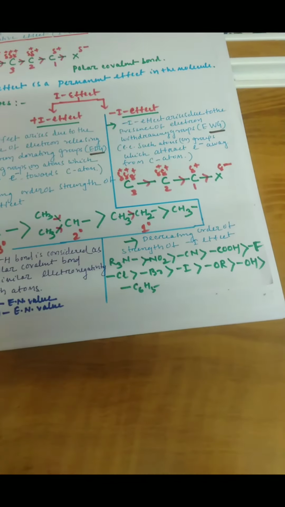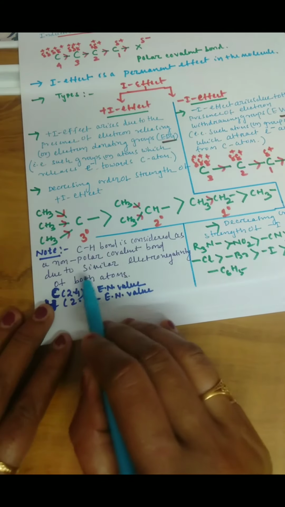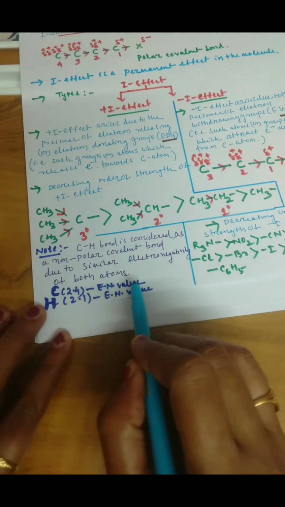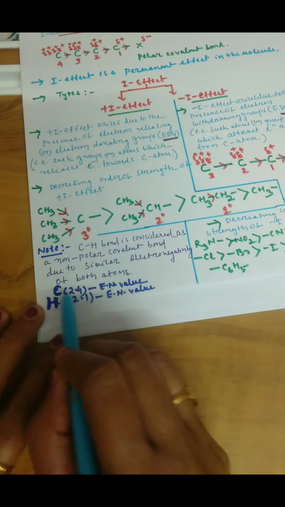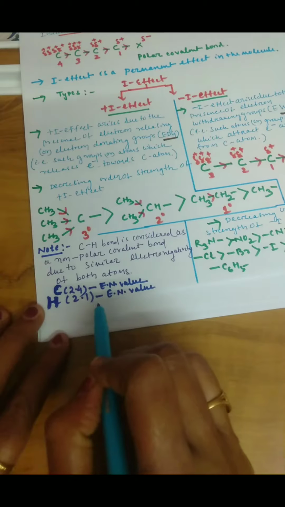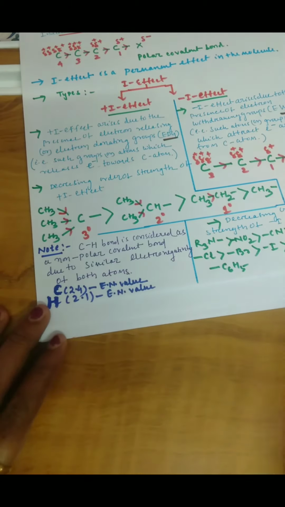Okay. Now, another important note is that the C-H bond is considered a non-polar covalent bond due to the similar electronegativity of both the atoms. That means between carbon and hydrogen, the electronegativity difference is very, very less, carbon having 2.4 and hydrogen having 2.1, so the electronegativity difference is very small. That is why it is considered a non-polar covalent bond.